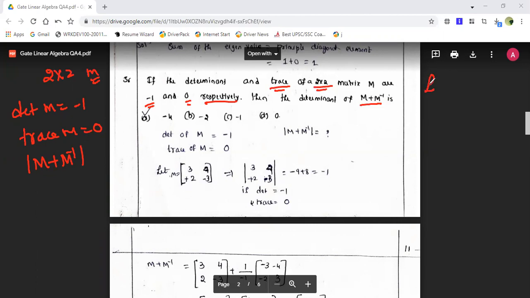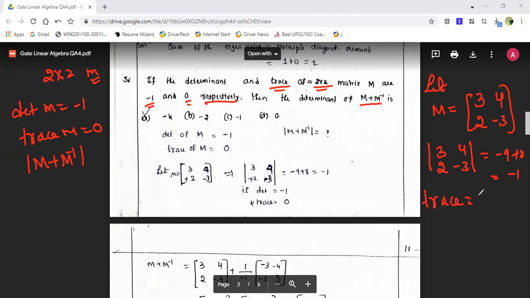So let us take M as 3 4 2 minus 3. Here you can see the determinant of this is -9 plus 8, which is equal to -1, and the trace is the sum of the diagonal elements: 3 minus 3, which is equal to 0. That means this satisfies the given condition. So let me take the same matrix. Now I need M plus M inverse.